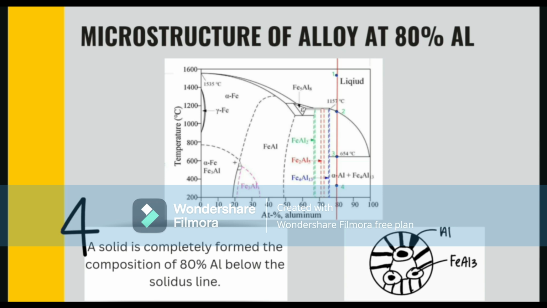Next, the alloy solidifies completely, consisting of FeAl3 and Al phases. The final microstructure consists of a primary aluminium phase and a eutectic mixture of aluminium and FeAl3.